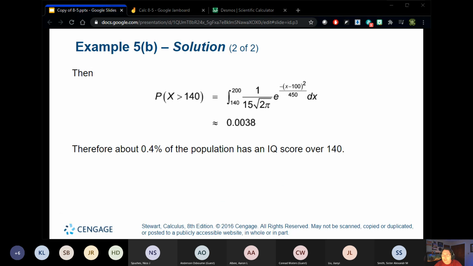All right. And that's it for probability and using the functions.